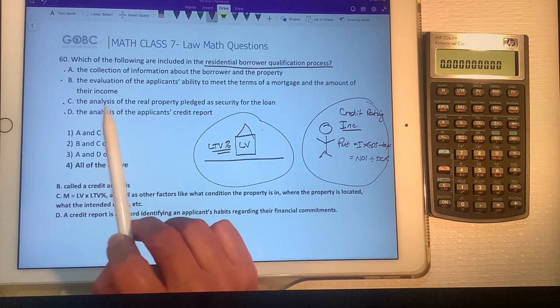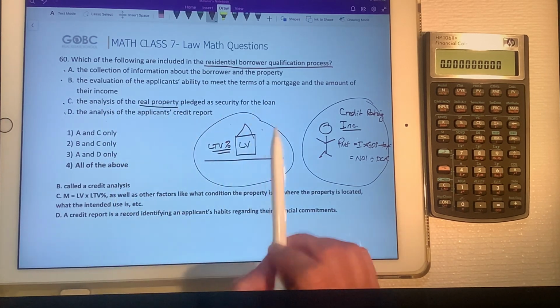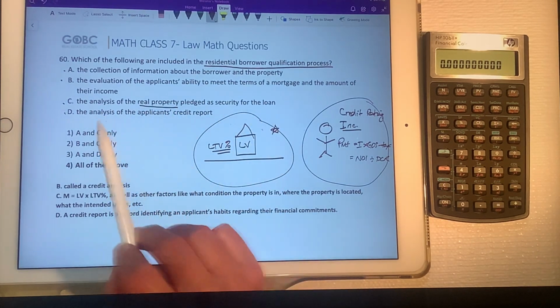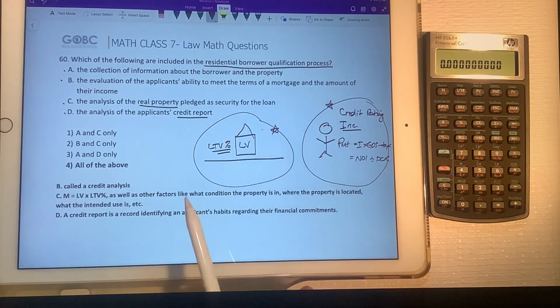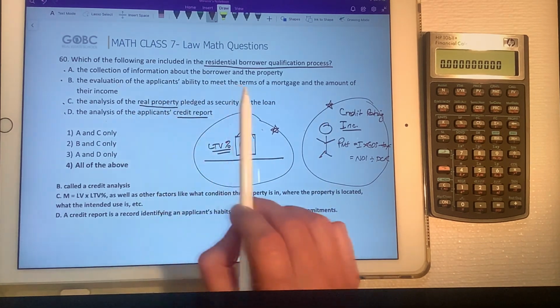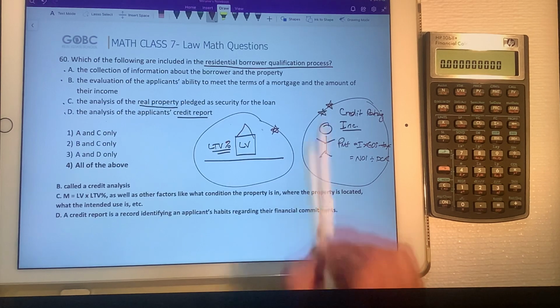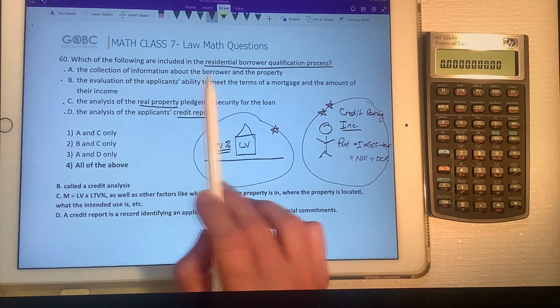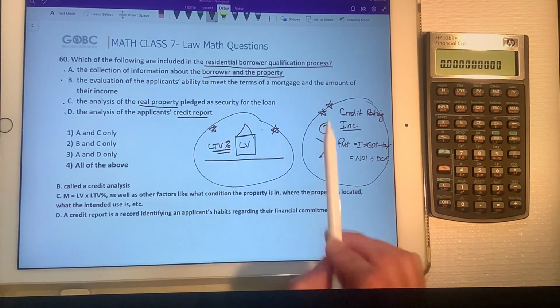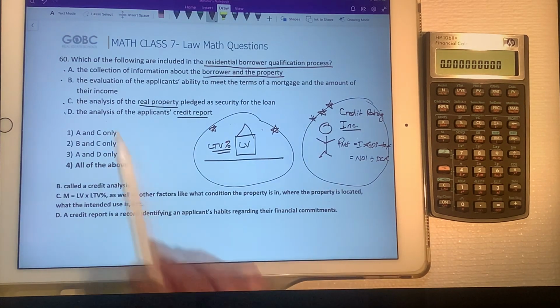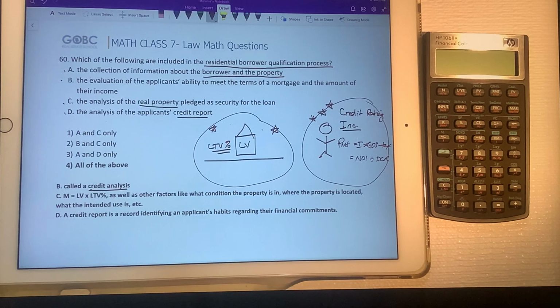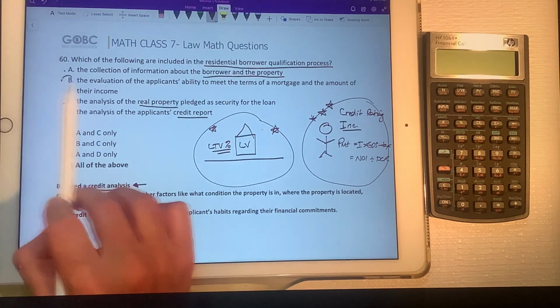So you see that in C, it says analysis of the real property that's pledged as security, so that's this side here. The analysis of the applicant's credit report, so that's this side here. The evaluation of the applicant's ability to meet the terms of the mortgage and the amount of their income, that's this side here. And the collection of information about the borrower and the property, so that's mentioning both sides at the same time in the same sentence. So B is what we call a credit analysis. So the credit report gives you all of the facts about that applicant, but then you need to do an analysis of those facts in order to interpret the data. So that's what's happening in B.